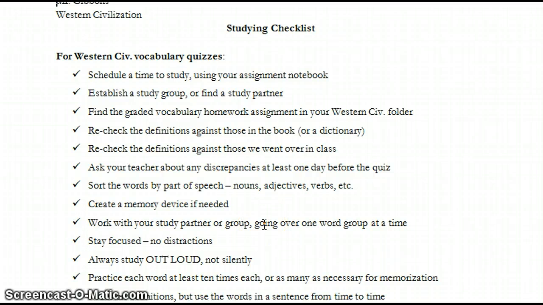Work with your study partner or study group. Go over one word at a time. Start with maybe the nouns group and tackle those first. Once you've mastered those, go on to the next group, perhaps adjectives or however you've sorted them.